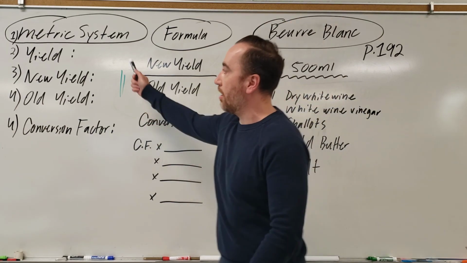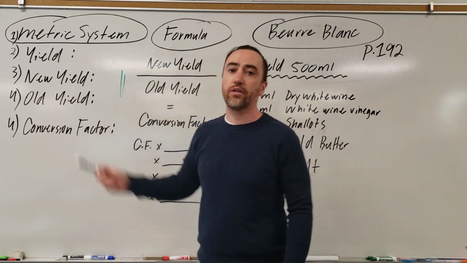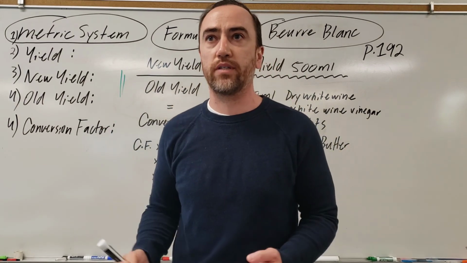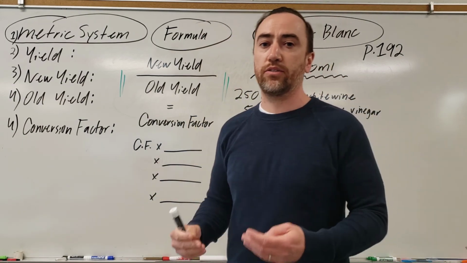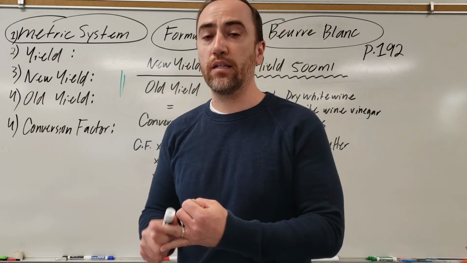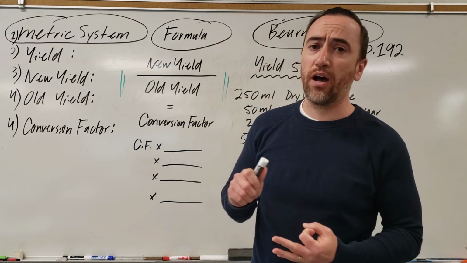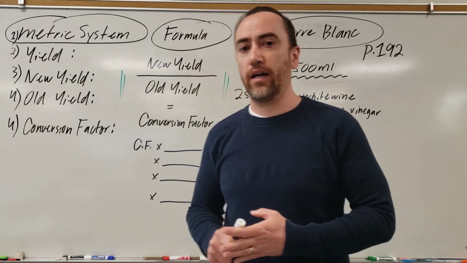So if you look at this column here, numbered 1 to 4, at the top I've got metric system. That's really important that you understand. That's how we measure in the kitchen, okay? What does that mean? Liters, milliliters for liquids. For solid stuff, we're talking about grams and kilograms, okay?